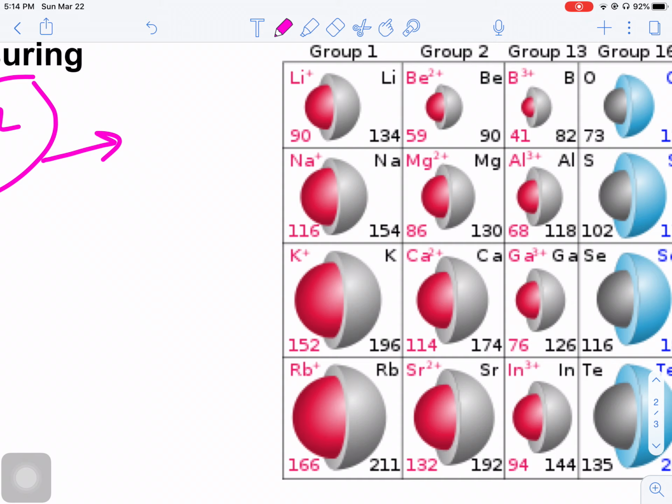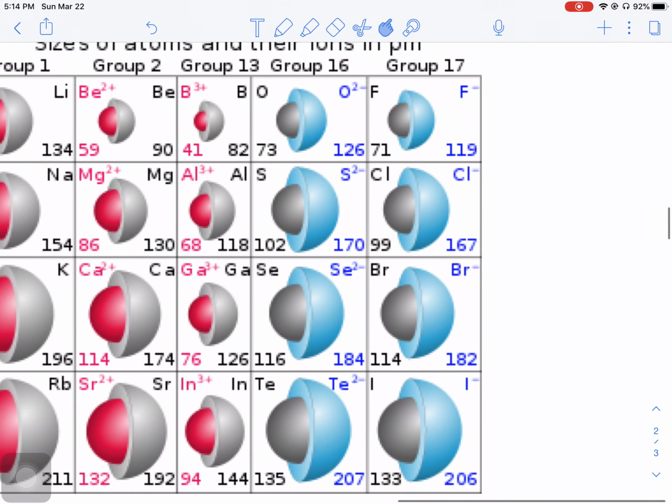If you compare the radius of lithium, when lithium is an ion, it's going to have a radius of probably 90 picometers, but when lithium is neutral, it's going to have a radius of 134 picometers. So the red represents the ion and the gray represents the neutral. Now we come over here and look at the nonmetals, like let's compare oxygen. If oxygen is neutral, it's going to be 73 picometers, but if oxygen gains 2 electrons from probably a metal, it's going to grow, not quite double in size, to 126 picometers. So nonmetals are actually going to grow when they gain electrons.